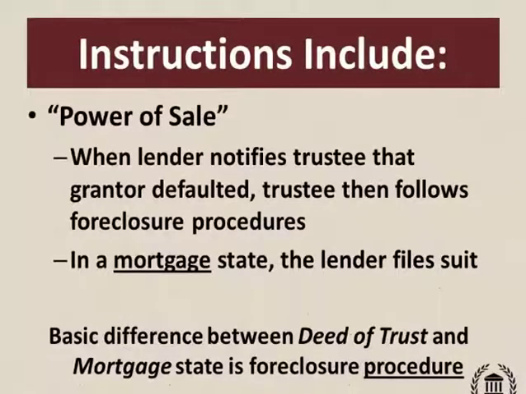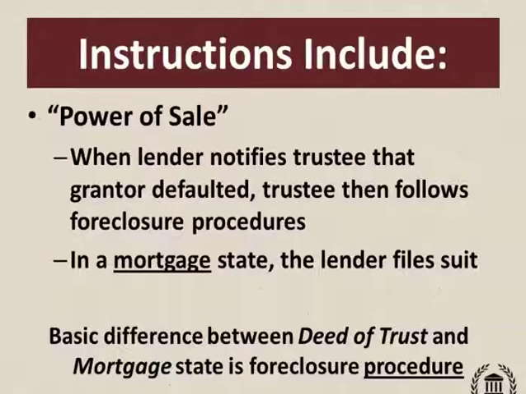And the instructions have in it what's called a power of sale for the trustee. And when the beneficiary, who's the lender, notifies the trustee that the borrower is in default, then the public trustee or the private trustee, whatever state you're in, follows a certain procedure to foreclose the property. And usually it's just giving a notice of default to the borrower and then publishing an ad in the newspaper for consecutive weeks, 4 to 6 consecutive weeks, and then there's a sale date.